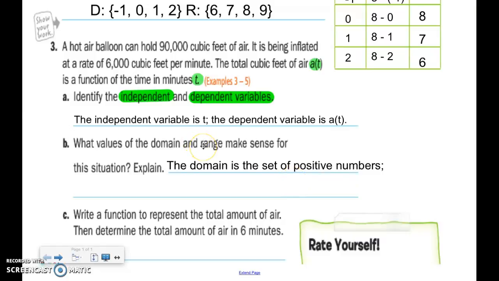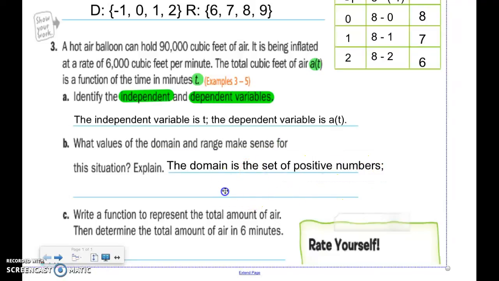The range, what we did not have before, is a limit set. It says a hot air balloon can hold 90,000 cubic feet of air. That means after that, hot air balloons do pop. It's not common, but it could happen. In other words, there's a maximum capacity of air that the balloon can hold. So yes, it is going to go in increments of 6,000 cubic feet per minute, but it cannot exceed 90,000, if that makes sense. 90,000 is the maximum.